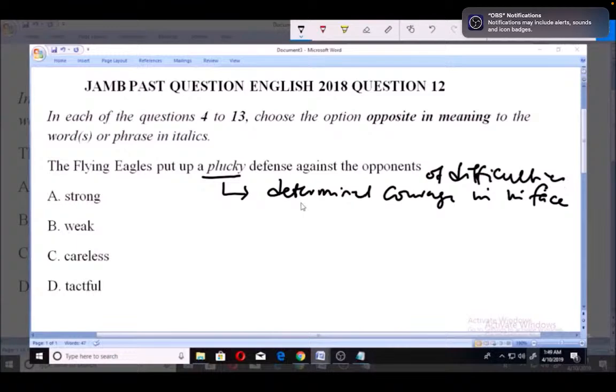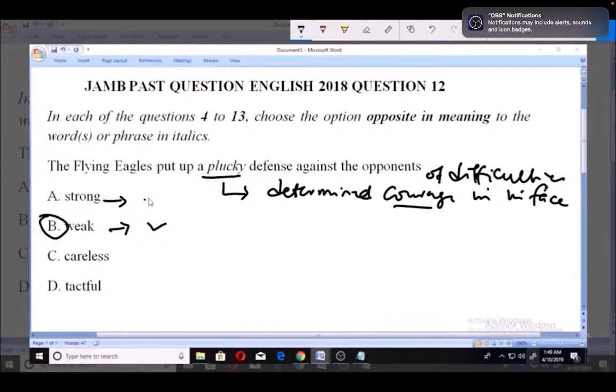So having or showing determined courage in the face of that means you're very strong. So plucky can be used as the same thing as strong. Two of them are synonyms, but they are not antonyms. But actually we are looking for antonyms. So the opposite should be weak, because weak is somebody that doesn't have courage. So from there you can simply say that option B is the right answer. But let's still go through the definitions.